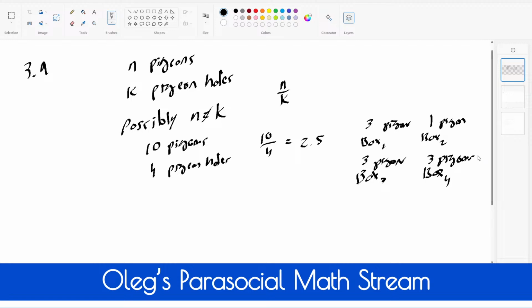And depending upon whether you use floor or ceiling notation, the average could be said to be either 2 pigeons or 3 pigeons per box in terms of whole numbers. So we call this the division principle. Some call it the strong form of the pigeonhole principle in some books.